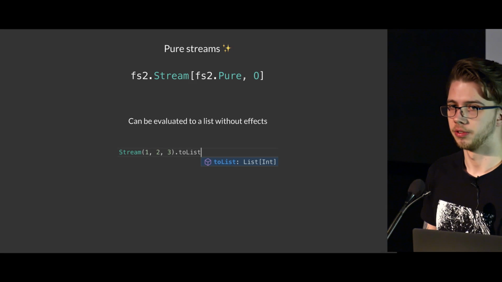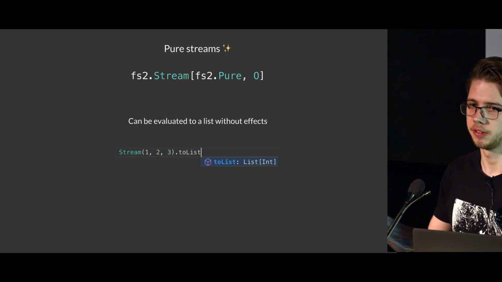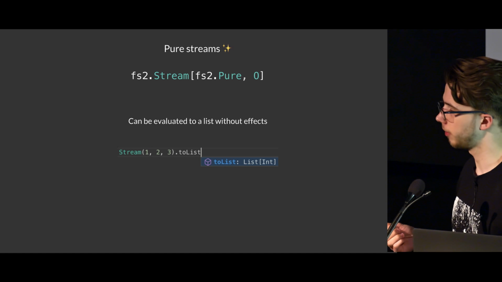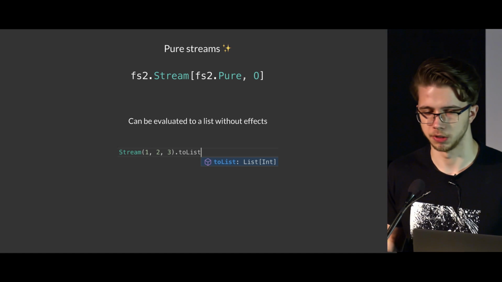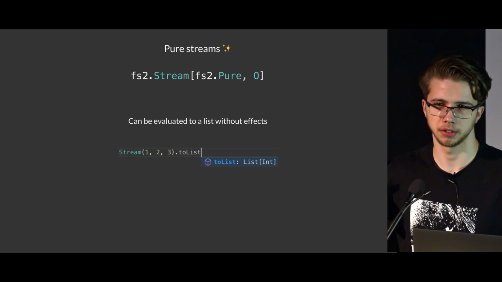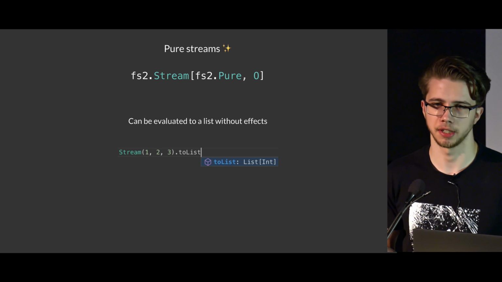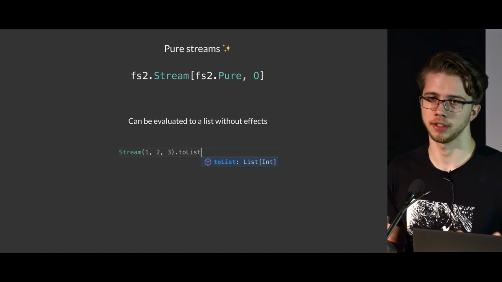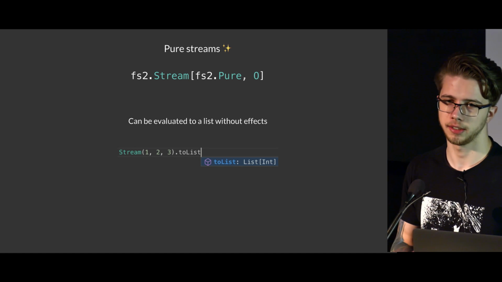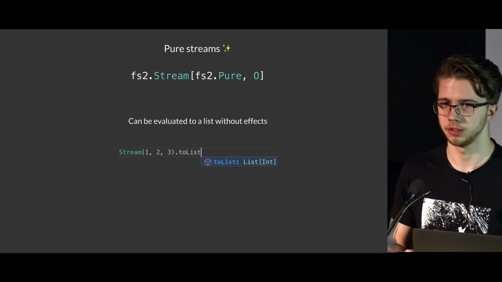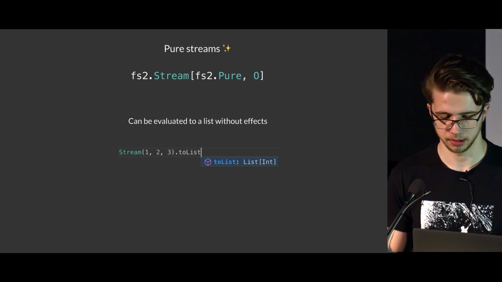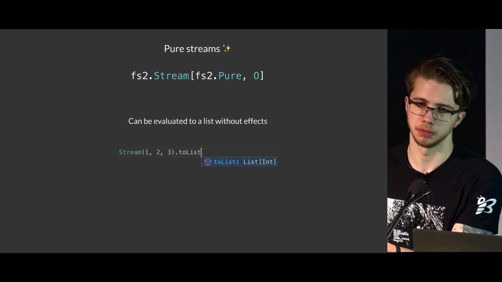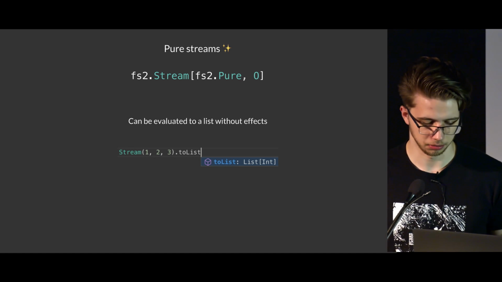There's a special case for streams, which was actually mentioned in Guillaume's talk yesterday. These are pure streams. And pure streams can be evaluated to a list or just ignored. We can run them without collecting any values, but the simplest use case is probably just collecting the elements to a list. And that doesn't have any effect. It's guaranteed in the type. And that way we can just convert a stream to a list, which will start all the actions that we've embedded in our stream and collect what it's going to emit.